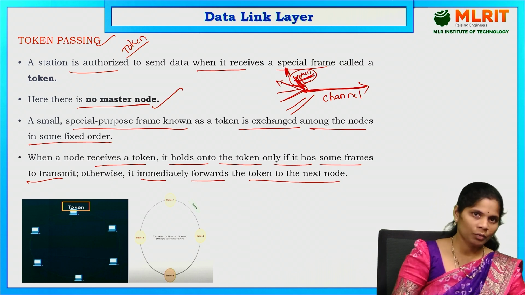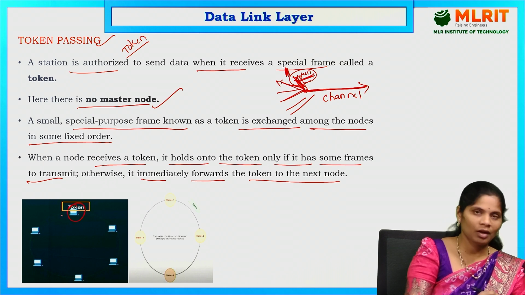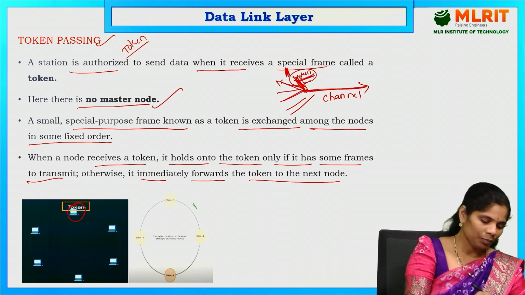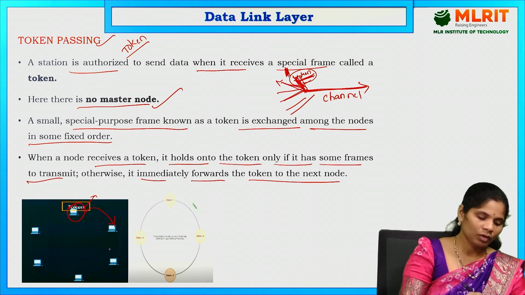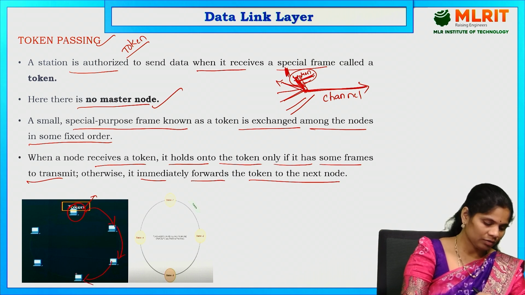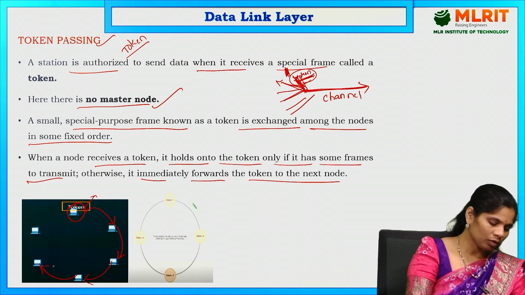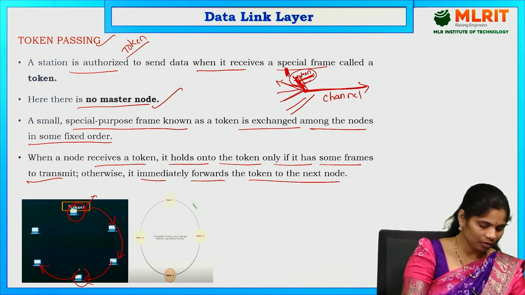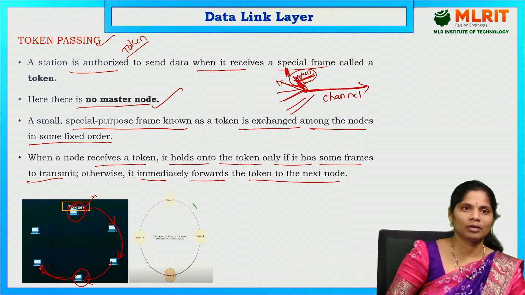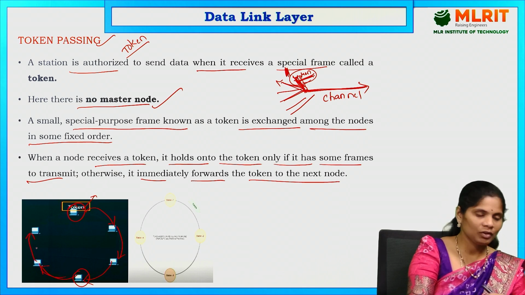This is the token passing mechanism. Suppose this PC first has the token. After completion of all its frames, it will give the token to the next one. Again, it will give the token to the next one, and again to the next one. Like that, it keeps passing the token. After completion, it gives the token to the next station. That is the condition of token passing.